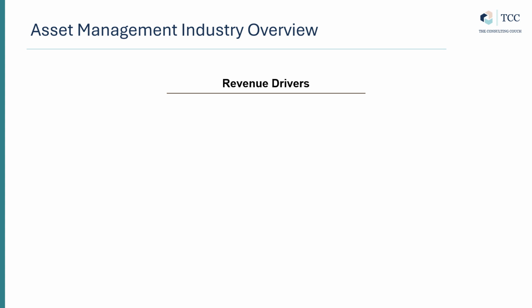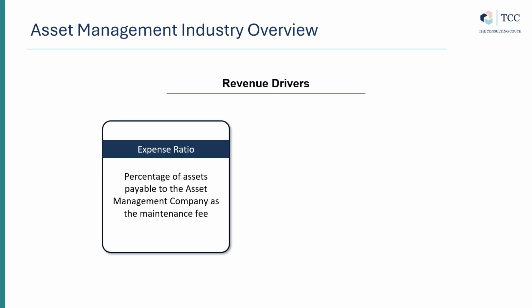The primary revenue driver, as we heard of earlier as well, is the expense ratio, which is nothing but the percentage of assets payable to the fund manager as maintenance fee. The various components of this expense ratio are the management fee or the investment advisory fee, the administrative costs, and lastly, advertising and promotional expenses that are incurred.